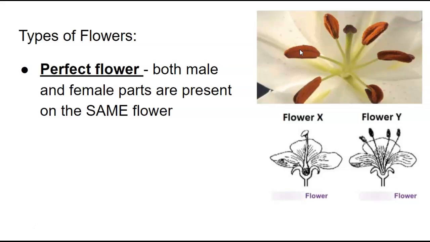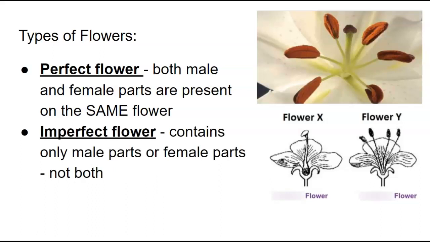Some flowers, though, only have male or only have female parts. And this would be an imperfect flower. So this flower here only has the female part, the pistil, and this flower here only has the stamen. Now, it doesn't mean they only ever have one. Like, say, for example, I have raspberry plants in my yard. Some of those plants are going to have only the pistils. Some of those plants are only going to have the anthers, but they're able to cross-pollinate, right? So flower Y could give pollen to flower X, and then we could produce raspberry fruit.